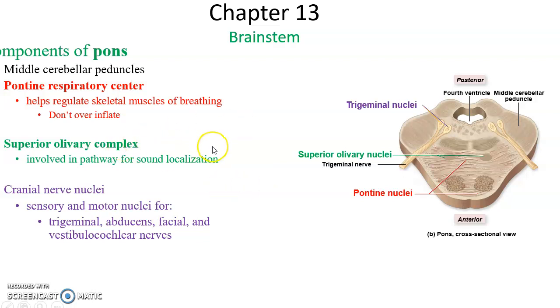And it has the origins for a variety of cranial nerves, including the trigeminal nerve, the abducens nerve, the facial nerve, and the vestibulocochlear nerve. So those four nerves originate in the pons.